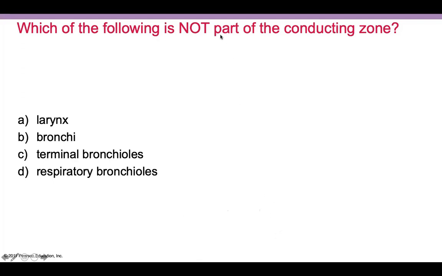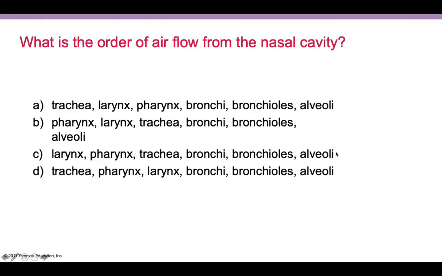So which of the following is not a part of the conducting zone? That's going to be D. Many of you selected D, the respiratory bronchioles. Remember, the main difference here is whether or not gas exchange is taking place. In the conducting zone, there's absolutely no gas exchange yet. In the respiratory zone, which starts with the respiratory bronchioles, we do have gas exchange. Okay.